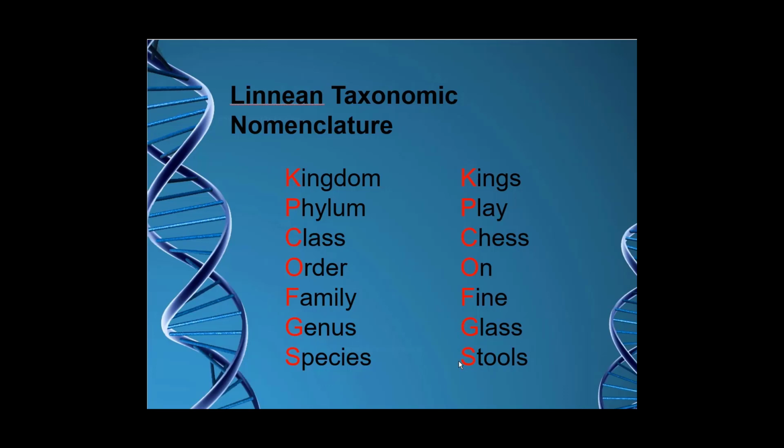I have no idea why I remembered that, but it worked. Mr. Tupper, 7th grade, circa 1990. So the man accomplished his goal in making me remember this, right? Kings play chess on fine glass stools. There you go. If you want to come up with something different, with different letters that makes it easier for you to remember, that's fine. This is just what I remembered. Kingdom, phylum, class, order, family, genus, species. Kings play chess on fine glass stools. Yeah, good times.